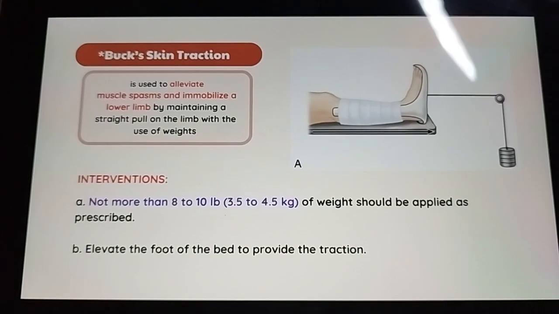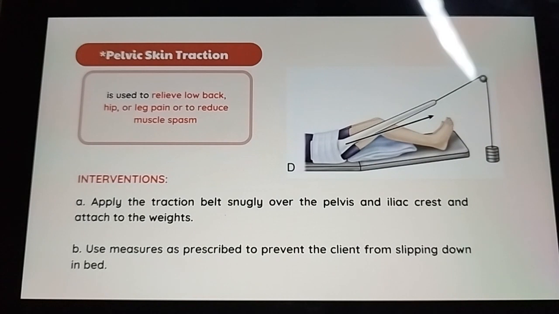Okay? Next is yung ating pelvic skin traction. Ito naman ay ginagamit to relieve the low back, hip, or leg pain, or to reduce muscle spasm. Important considerations: apply the traction belt snugly over the pelvis and iliac crest and attach it to the weights. Use measures as prescribed to prevent the client from slipping down in the bed.